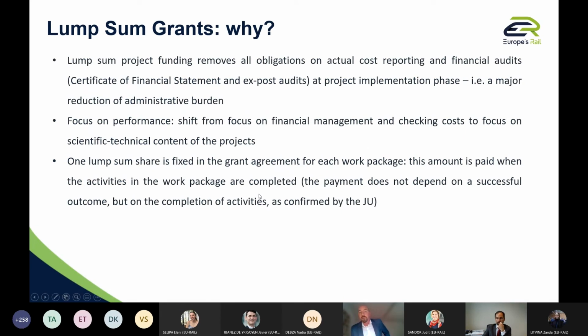So once you have established your list of costs for the calculation of your participation to the project, per work package, what we call the lump sum share, and once the grant is signed, this is where we enter into the quite advantageous implementation of a grant agreement under the scheme of lump sum.